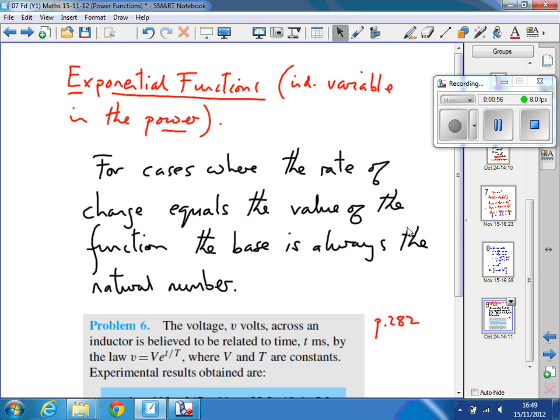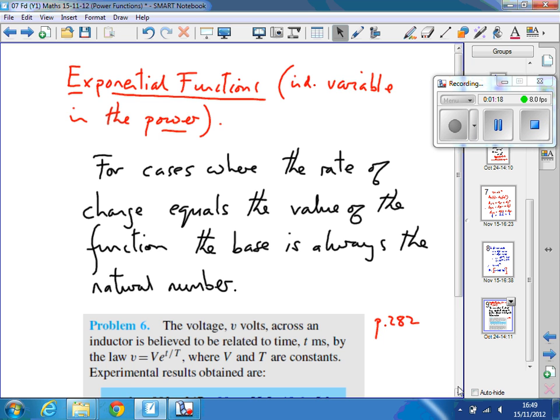And the natural number occurs all the time in these sorts of things, like the decay of a calculator, or biological growth of cells, or human population growth. Anything that behaves like that naturally, hence the name natural number, has this number e as the base.